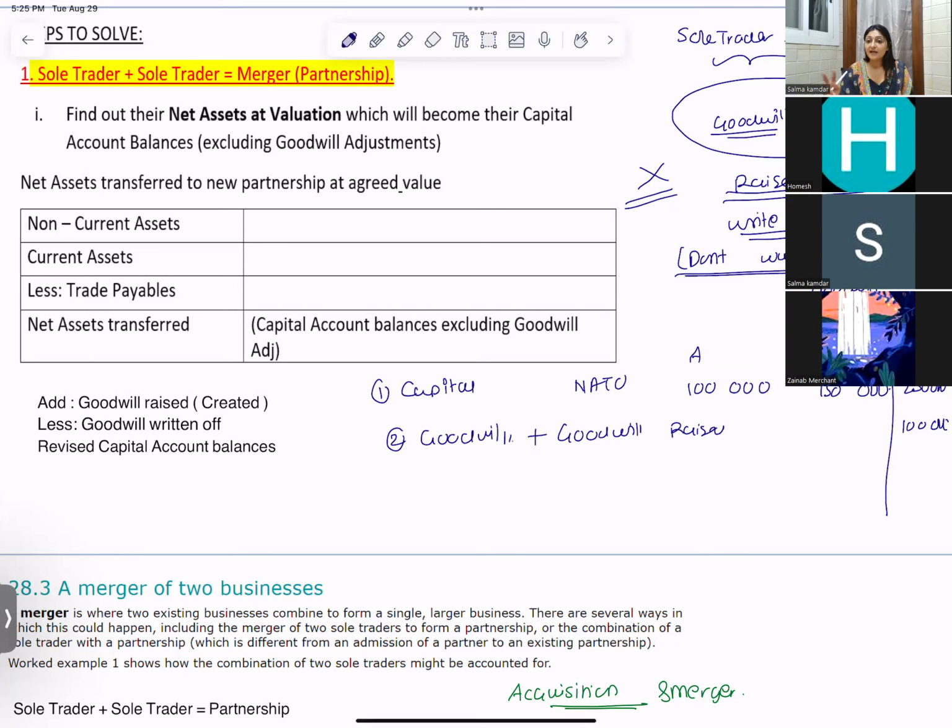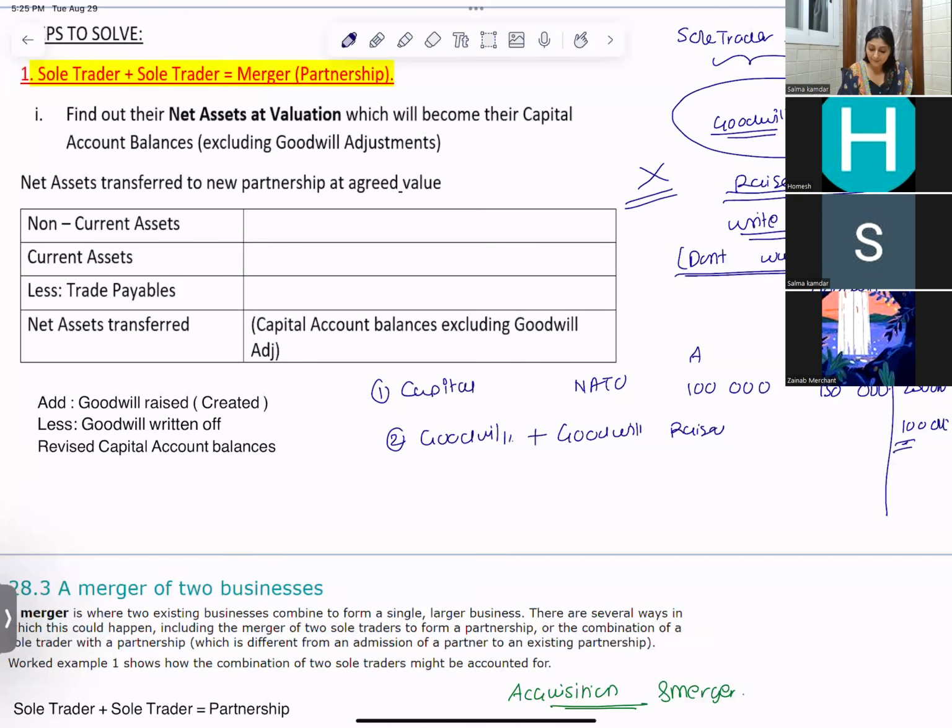A and B are going to get two things along with them: first is the capital and second is the goodwill. Goodwill, you have to treat it in your books. So what will you do? First, you will increase their capital by raising the goodwill. So you will raise the goodwill.